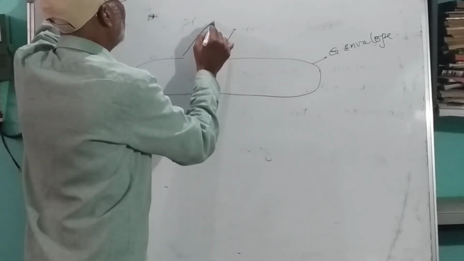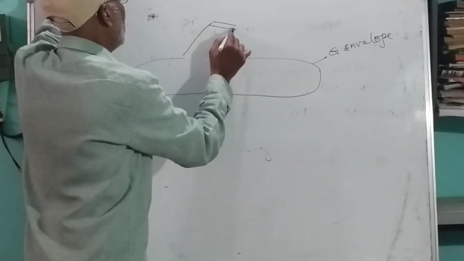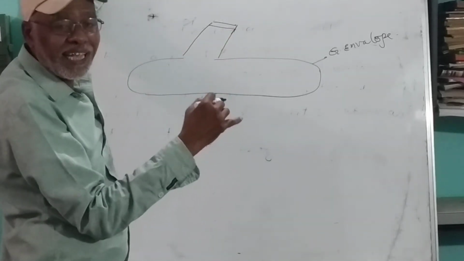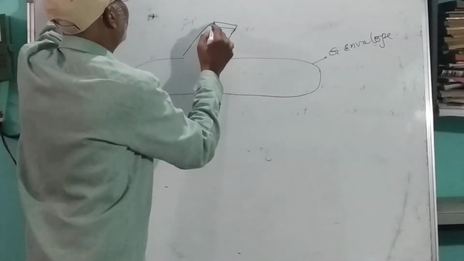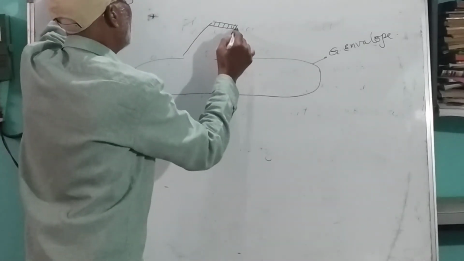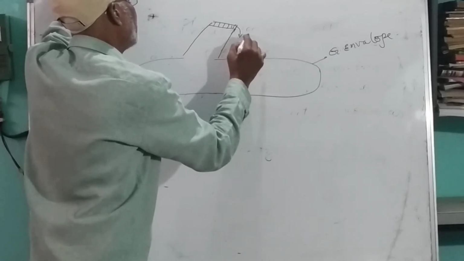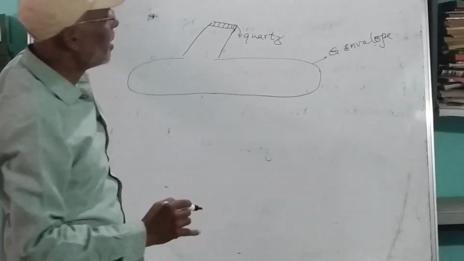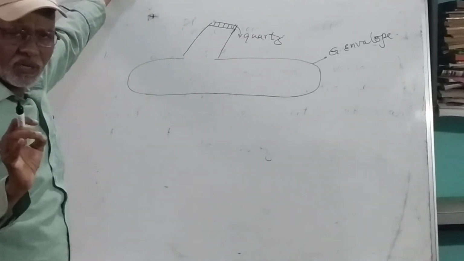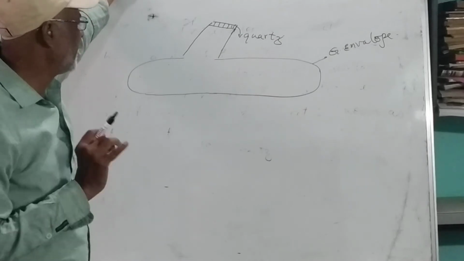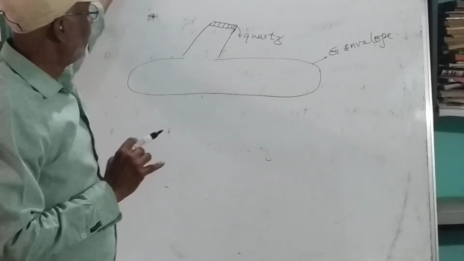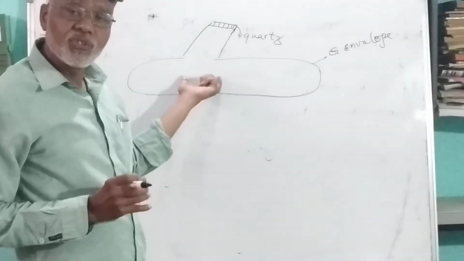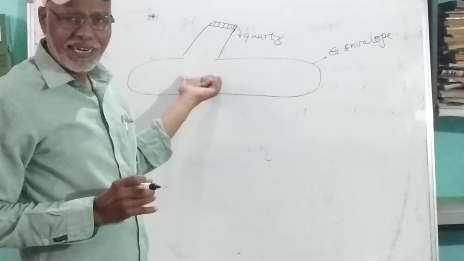The side tube is enclosed with a quartz window. This is the window through which the source of light will enter. This window is made up of quartz, and it allows only particular light radiations, particular wavelength radiations. So as I said, this experimental setup consists of a glass envelope.